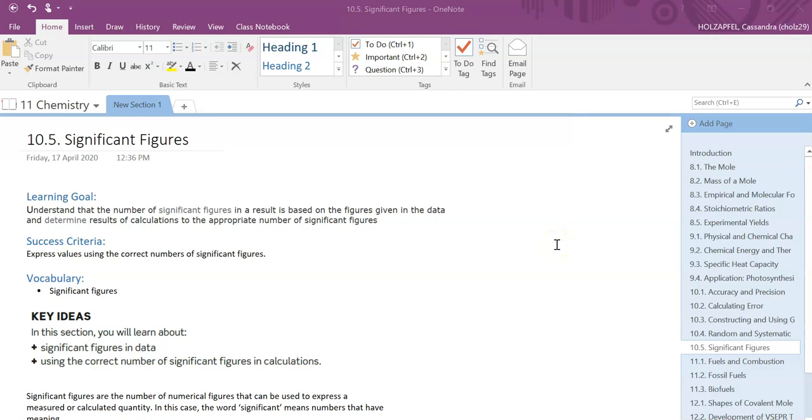Hi guys, welcome back. So today we're going to talk about significant figures, and this is actually a pretty quick one to go through. I think your textbook makes it so much more complicated than what it actually is, so I'm going to move through this pretty speedy today.